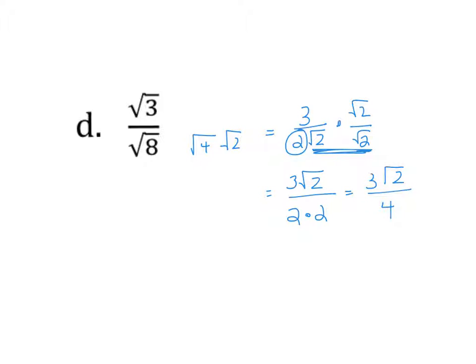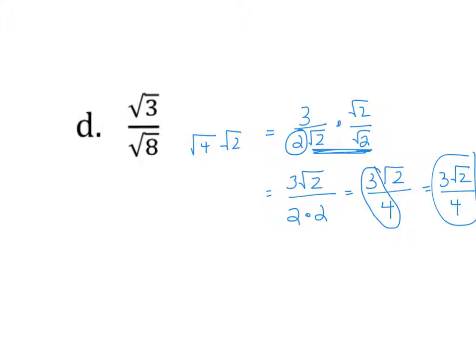And then we check to see, can we simplify? This radical, 2, is not divisible by any perfect square, so we're done there. There's not a radical in our denominator, so we check the numbers on the outside. The fraction 3 over 4 cannot be simplified, so we are done. 3 root 2 over 4 is our answer.